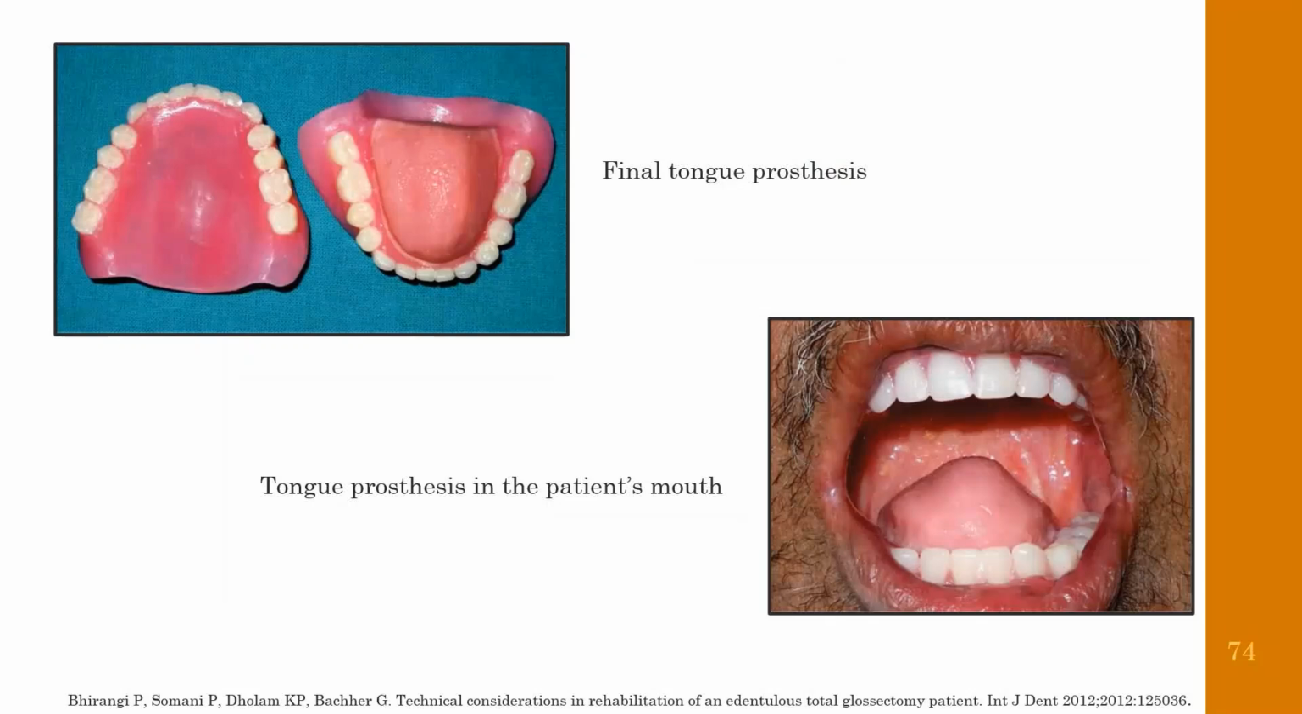The prosthetic tongue may not replace the intricately mobile structure of the tongue, which is capable of infinite movements in swallowing and speech. The silicone tongue prosthesis does provide the glossectomy patient with a certain degree of comfort and function.